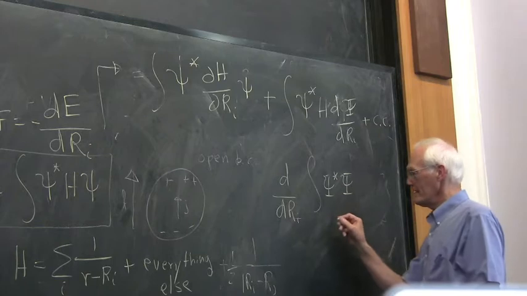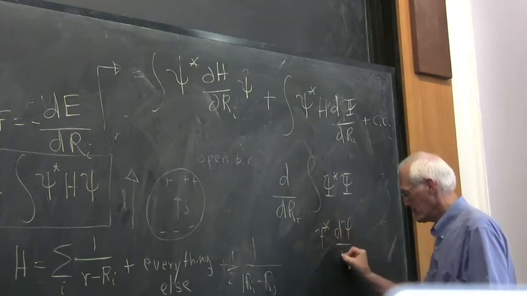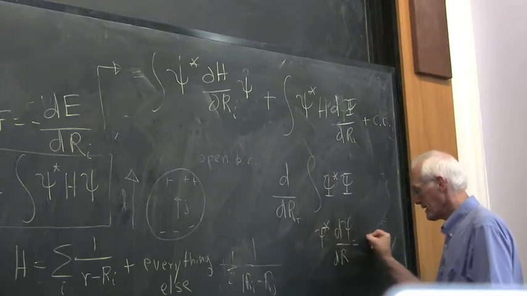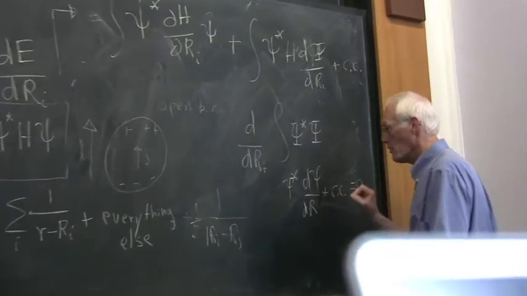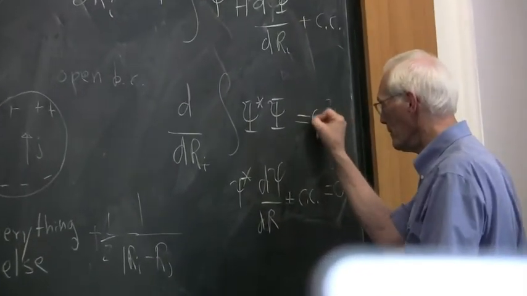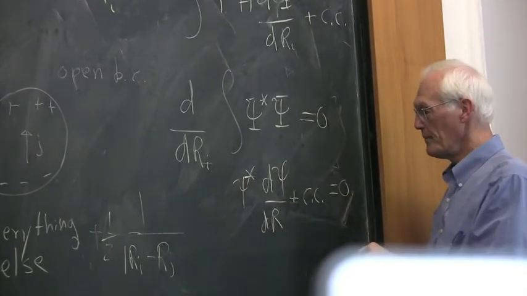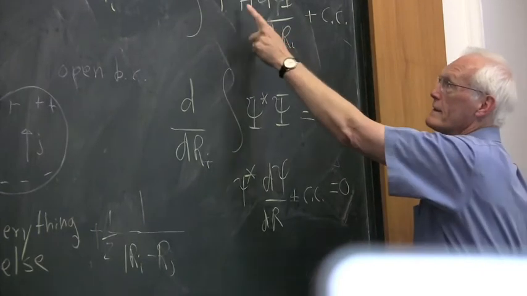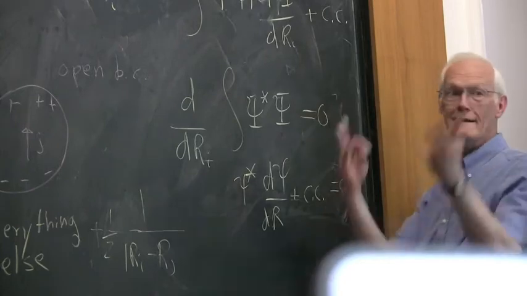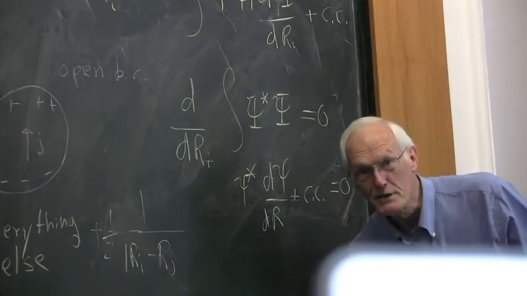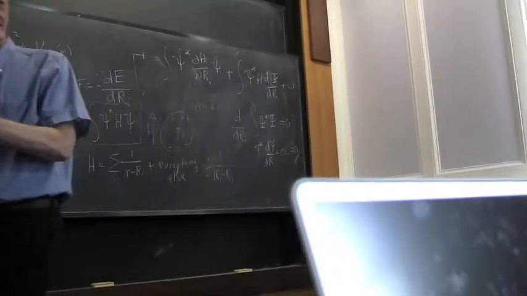And, oh yeah, notice that this would mean that psi star derivative of psi with respect to r plus the complex conjugate is equal to 0, because the derivative is 0. And I just took the derivative of one side and the other. And since psi is an eigenstate of H, then you can just say it's 0 by conservation. Work that out for yourself. That went too fast. Yes?